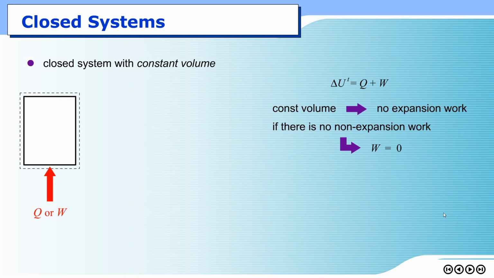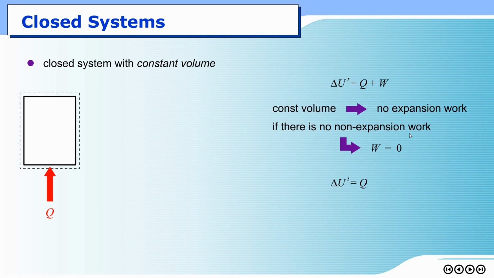Let me draw the whole picture again. For work, there are two kinds: mechanical work and non-mechanical work. Non-mechanical work will be something like electricity. Mechanical work is divided into two parts: expansion work and non-expansion work. For this particular example, there's no electricity supplied to the system, there's no stirring, and there's no expansion. So total work must be 0 in this case. So W here is 0. In this picture, there will be only heat supply to this closed system.